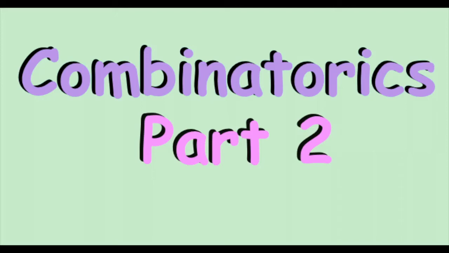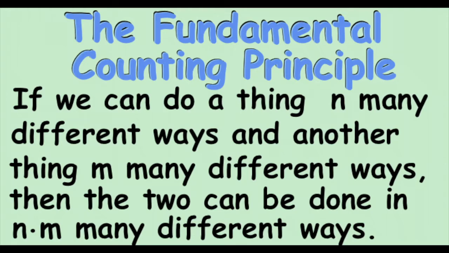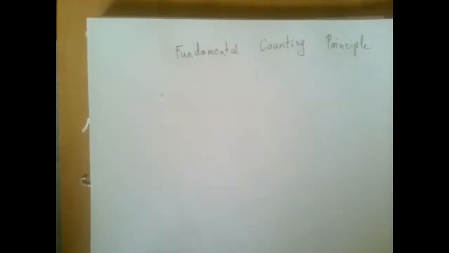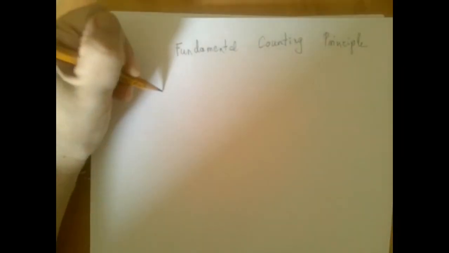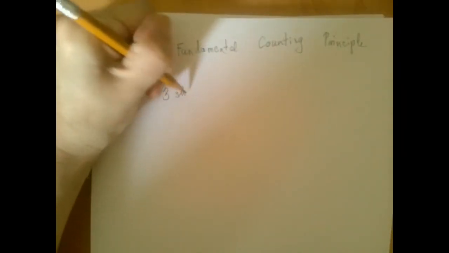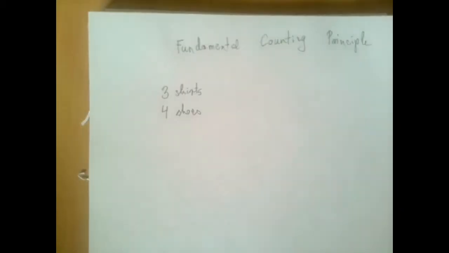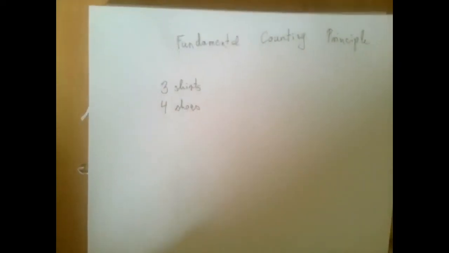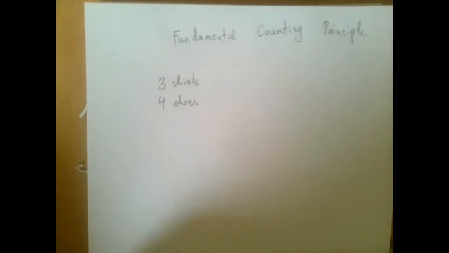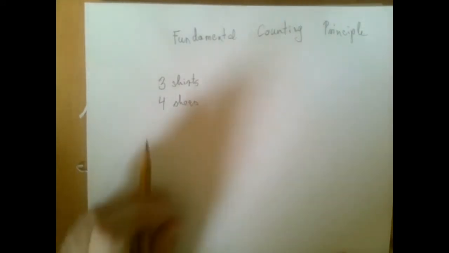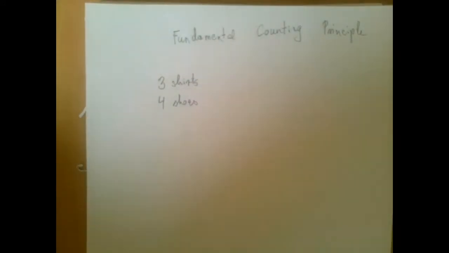So the fundamental counting principle is that if we have one thing that we can do n different ways and we have another thing that we can do m different ways, then the two things can be done in n times m different ways. Now, let's see an example. Say we have 3 shirts and 4 pairs of shoes. In how many ways can we dress when we're only looking at shirts and shoes?